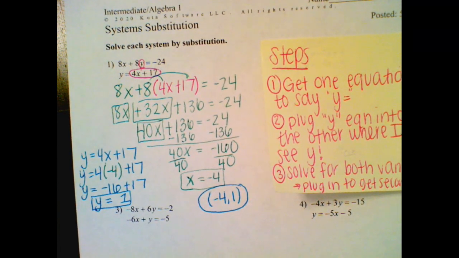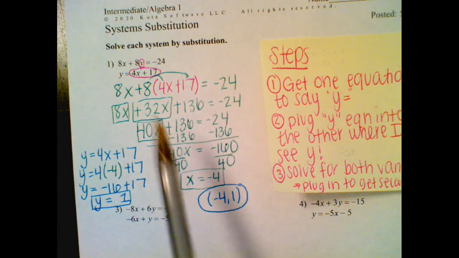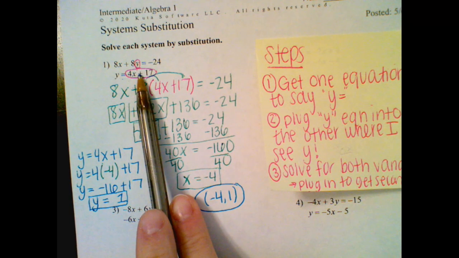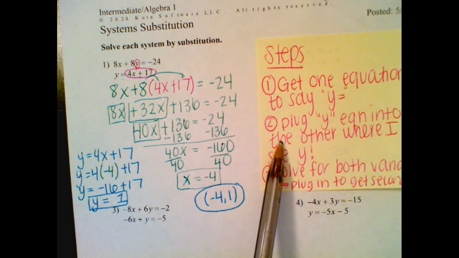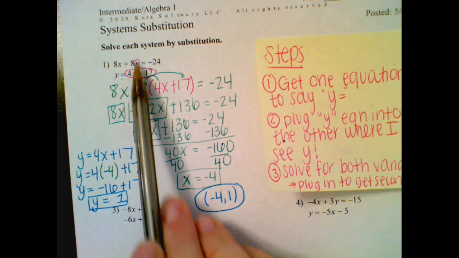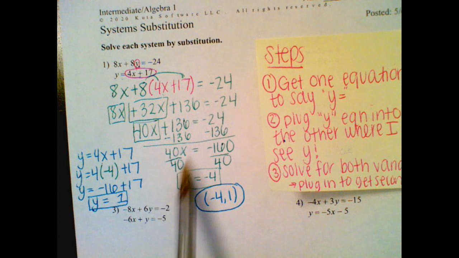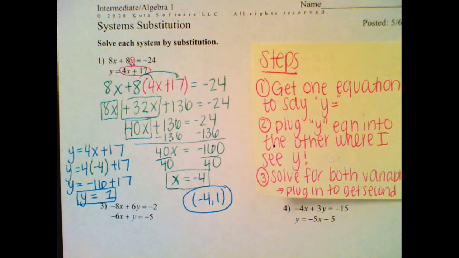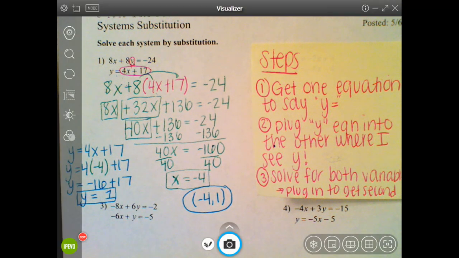So again, before I start the next one, we made sure one was solved for y. Then we plugged the y equation into the other where I see the y. So here's where I see the y. So I took this and plugged it in, and then I just solved, and then plugged in to get the second variable. Remember to pause along the way if you need to, so you can copy it down.